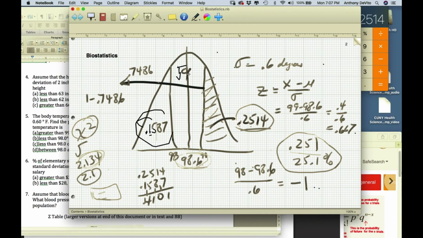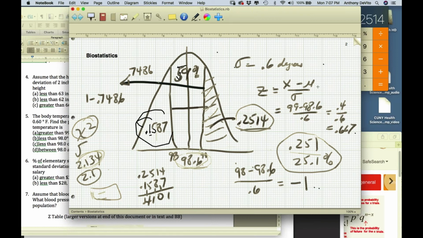Or about 59% of the population, or 59% are the odds of picking someone and finding unit temperatures between 98 degrees and 99 degrees. That'll occur 59% of the time.